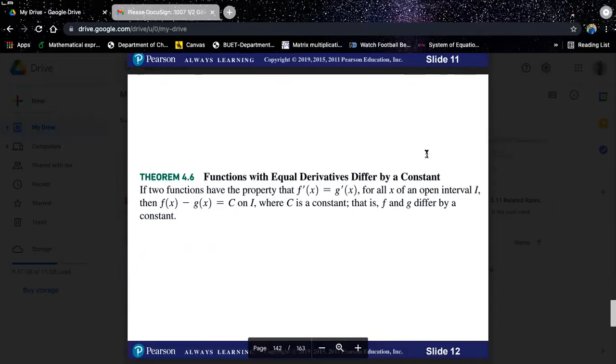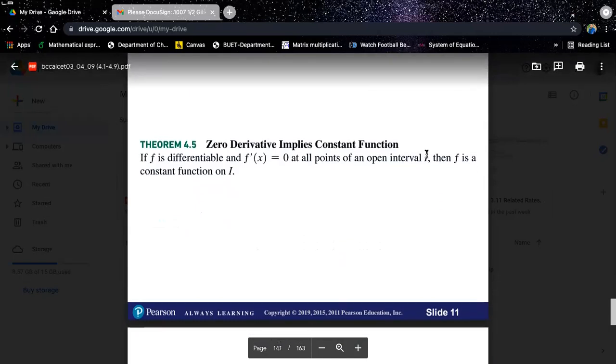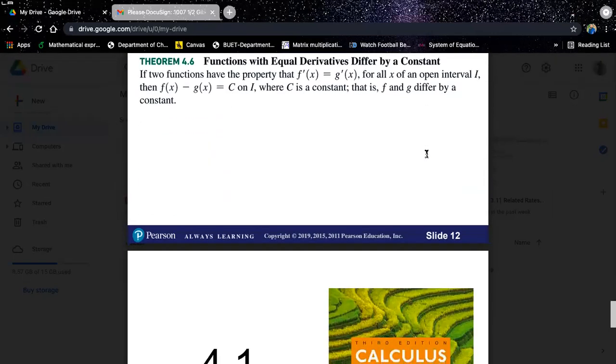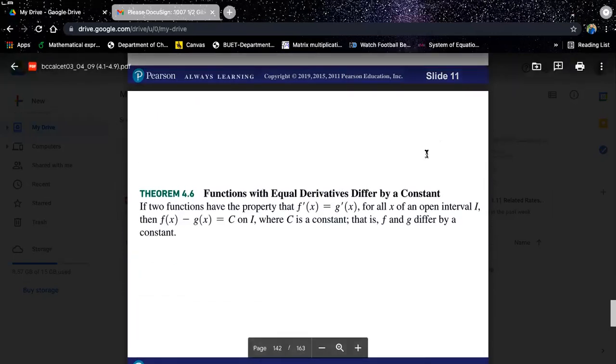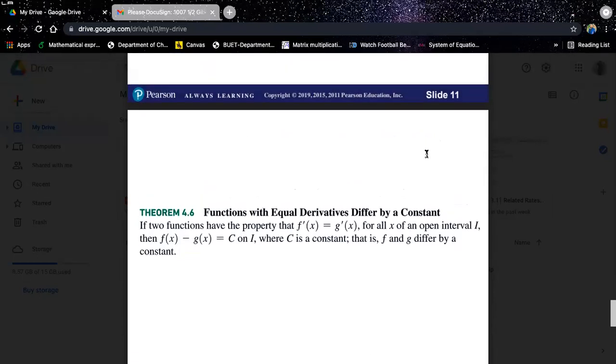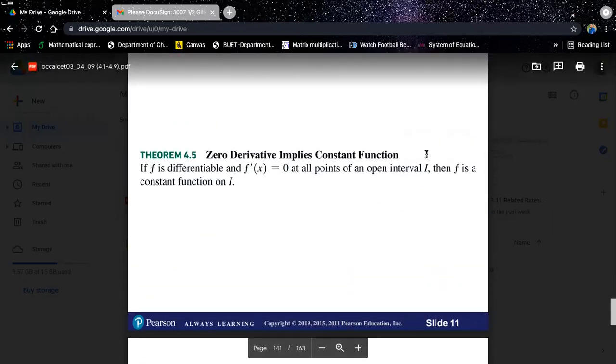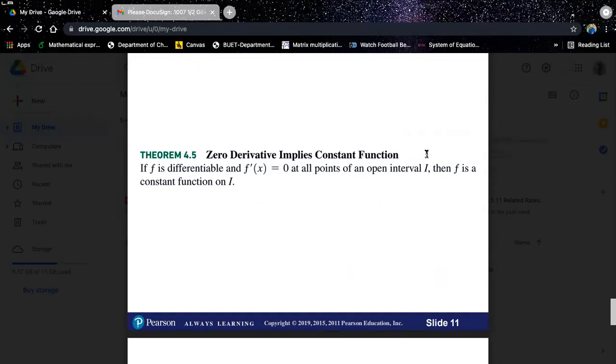Okay. What else? Functions with equal derivatives. Zero derivative implies constant functions.